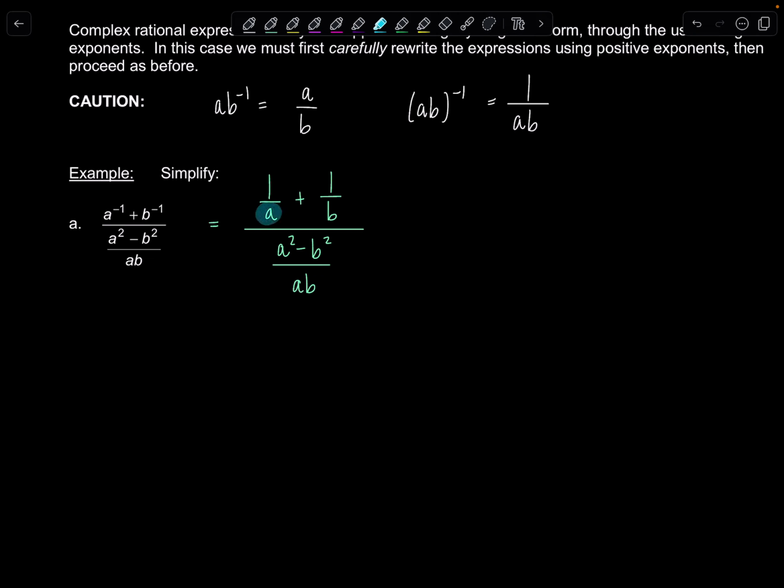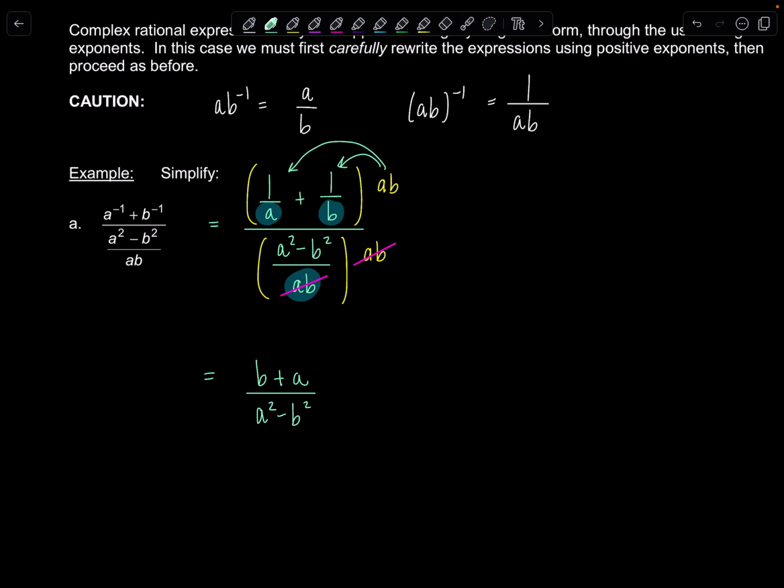Perfect. So here's my minor denominators. Since I see addition here, I'm going for method 1 again. I sure am. I'm multiplying everybody by AB. Okay. So when I distribute in the numerator, I'm going to have B plus A over, this is just going to cancel completely, A squared minus B squared.